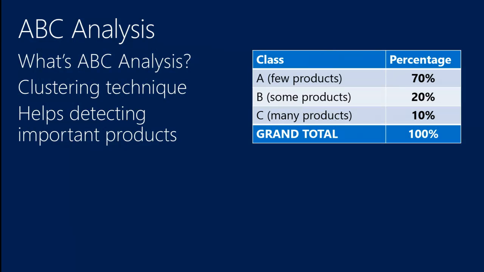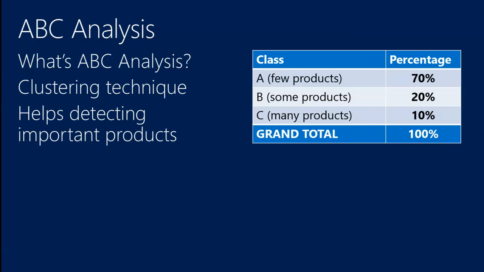And the next topic that our customer wants to solve is ABC analysis. ABC analysis is a clustering technique that divides products into the most important products, class A, which are responsible for 70% of my sales. Then class B are the less important products, the next 20%, and products in class C are the ones that produce only 10% of my complete sales.